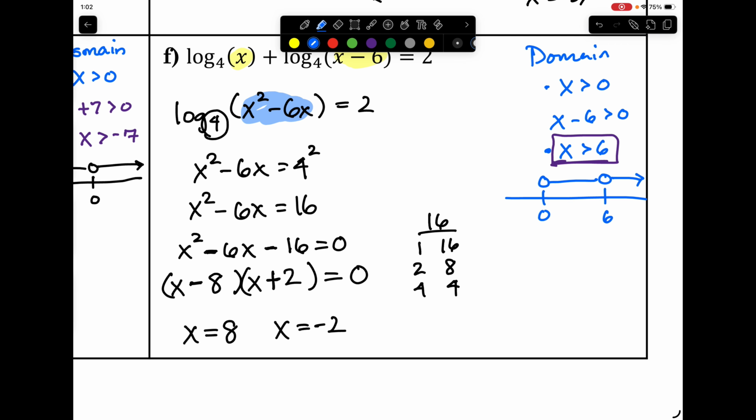8, however, is. Let me scratch this out. 8, however, is. 8 does satisfy both conditions. 8 is a number that is bigger than 0, and 8 is a number that's bigger than 6, so it satisfies both of them. So this is not an extraneous solution, and this actually works and fits in the equation.